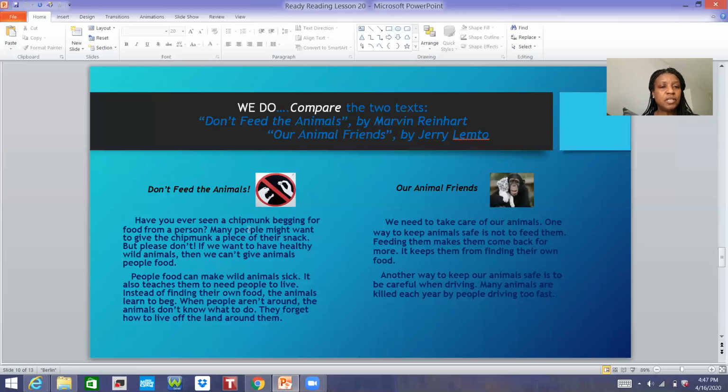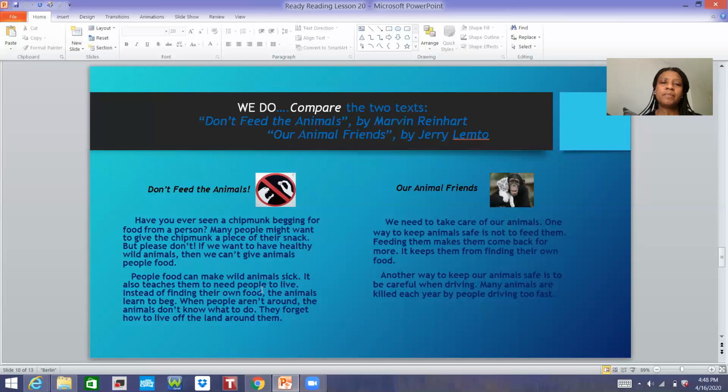Have you ever seen a chipmunk begging for food from a person? Many people might want to give the chipmunk a piece of their snack, but please don't. If we want to have healthy wild animals, then we can't give animals people food. People food can make wild animals sick. It also teaches them to need people to live. Instead of finding their own food, the animals learn to beg. When people aren't around, the animals don't know what to do. They forget how to live off the land around them.